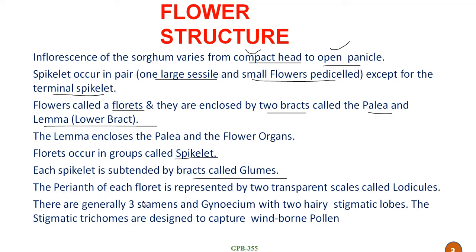Perianth means when the calyx and corolla are not differentiated and are fused together, they are called a special type of structure, the perianth. In all cereals, mostly the calyx and corolla are not available. Instead, a modified form of calyx and corolla, the perianth, is present. The perianth of each floret is represented by two transparent scales called lodicules at the base of the ovary. There are generally three stamens and a gynoecium with two hairy stigmatic lobes. The stigmatic trichomes are designed to capture wind-borne pollen.